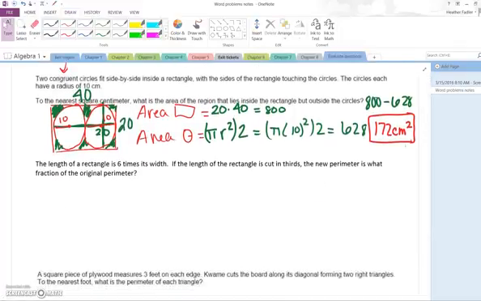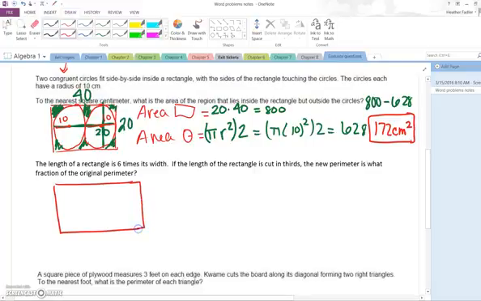All right, the second one, the length of a rectangle. Go ahead and draw in your rectangle. The length of the rectangle is 6 times its width. If I'm multiplying something, that's going to make it larger. So I have my width, which would be my smallest side, and my length is 6 times my width. If the length of the rectangle is cut in thirds, the new perimeter is what fraction of the original?